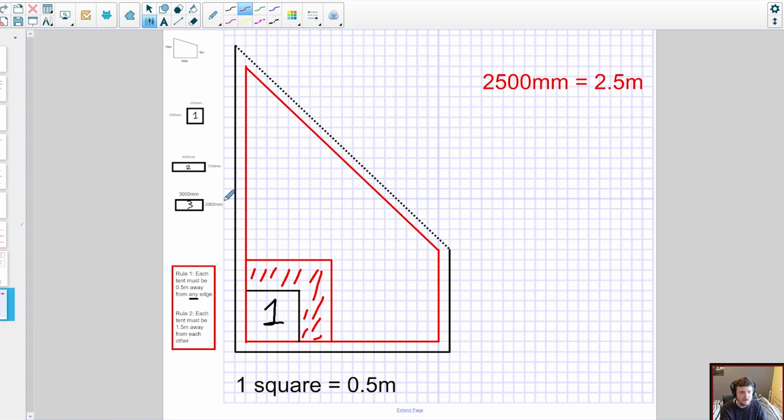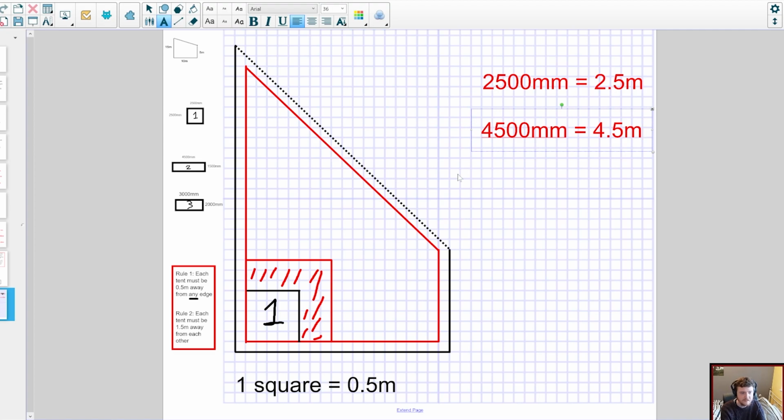Okay? Now, can I fit 4,500 in here? Well, let's see. 4,500 millimeters equals 4.5 meters. If you see the pattern, 25 is 2.5, so 45 will be 4.5. That's going to be how many squares? It's going to be 9 squares. 1, 2, 3, 4, 5, 6, 7, 8, 9. So it will fit in here.